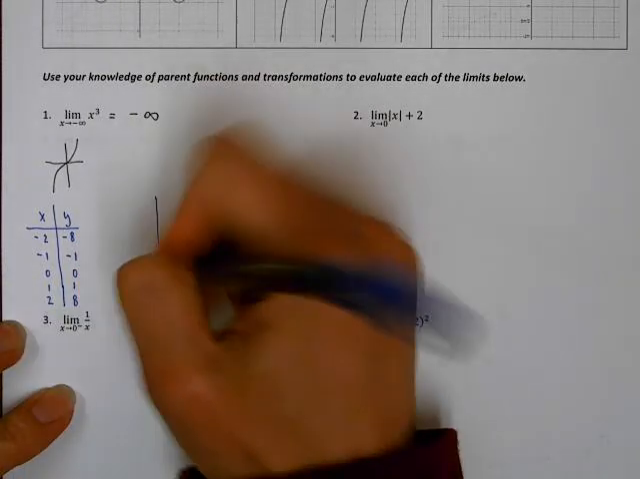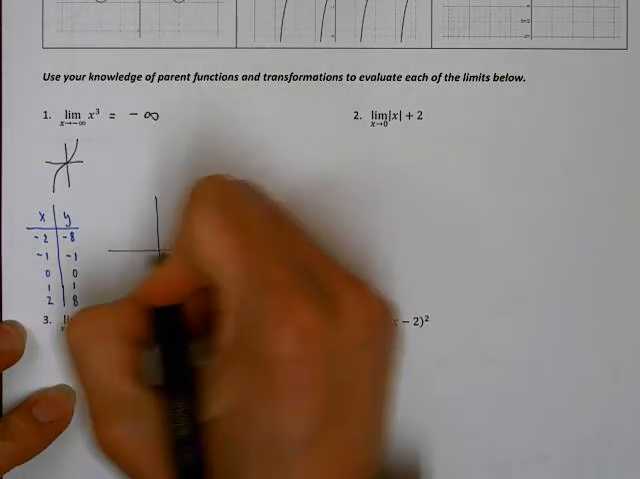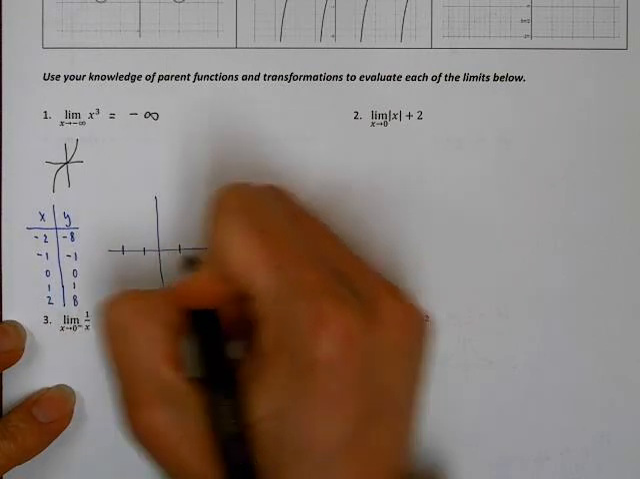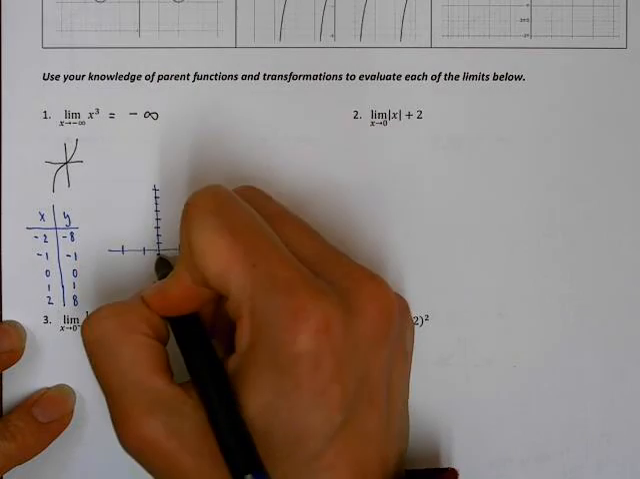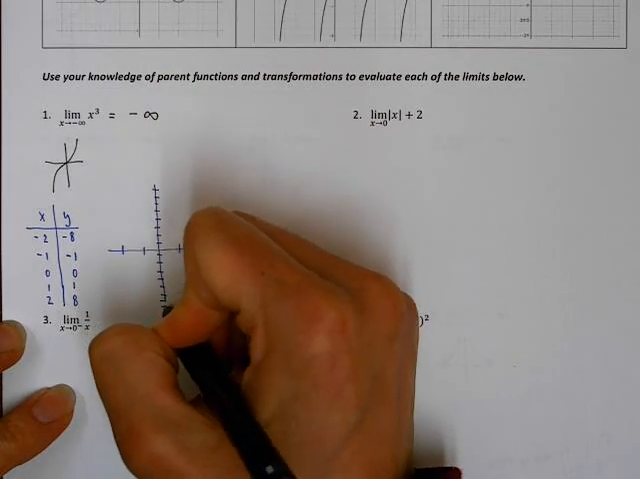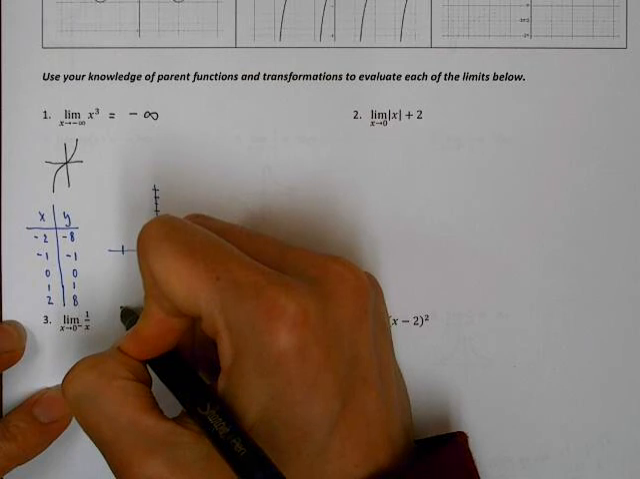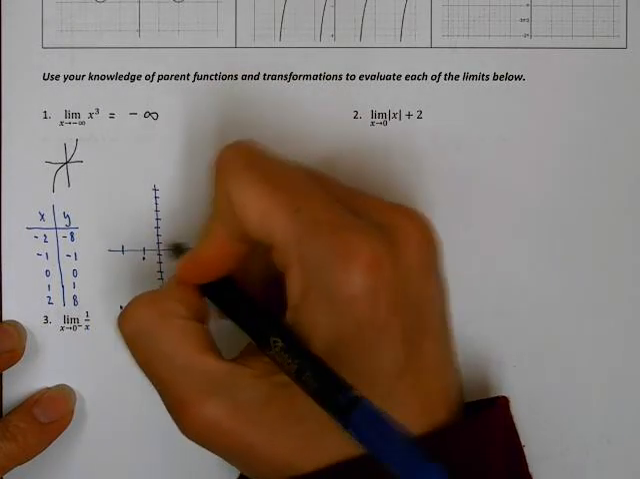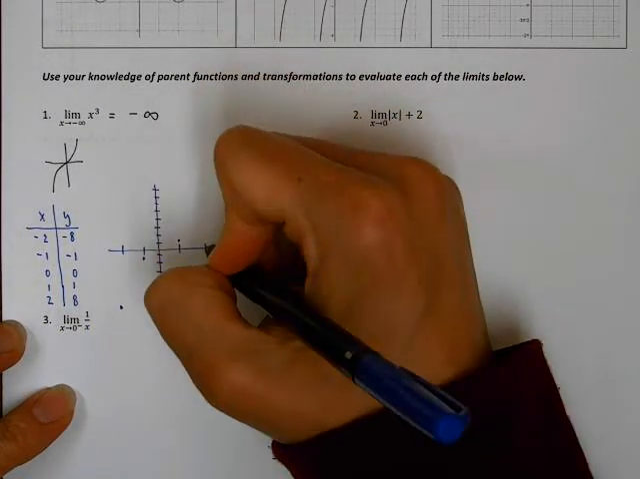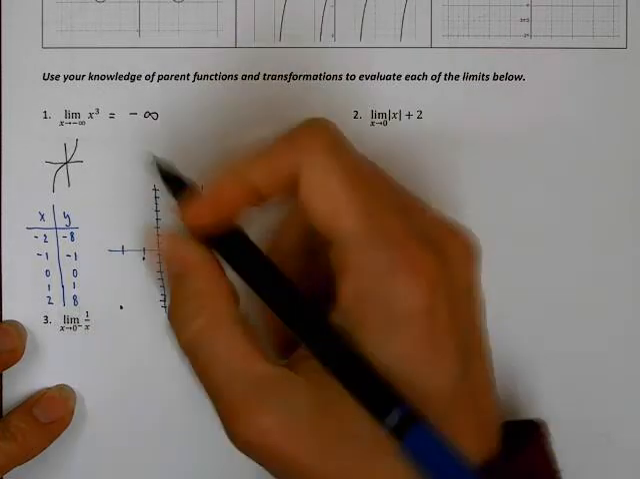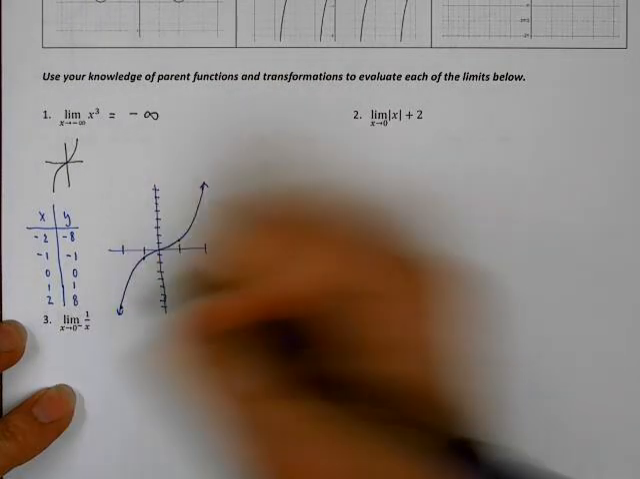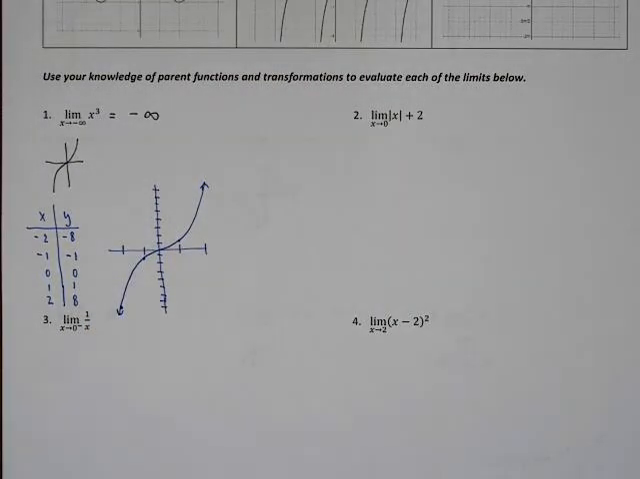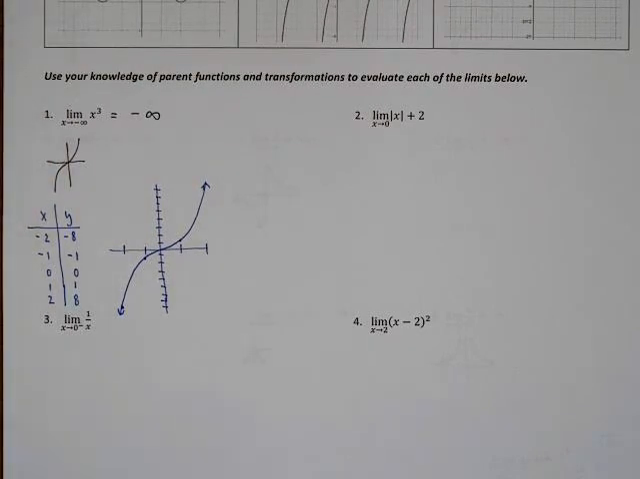So then I could sketch a graph here. Let's see, I did -2, -1, 0, 1, and 2. I have to go up 1, 2, 3, 4, 5, 6, 7, 8, and down 1, 2, 3, 4, 5, 6, 7, 8. So let's see, -2, -8, -1, -1, 0, 0, 1, 1, and 2, 8, right? And even though it's not the prettiest graph, I could sketch it in and then still determine that limit value. But just from that example, you can see how much quicker it is if I know the function.